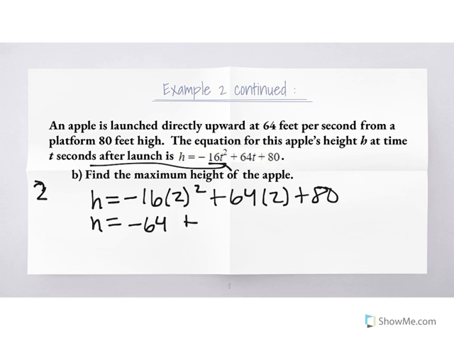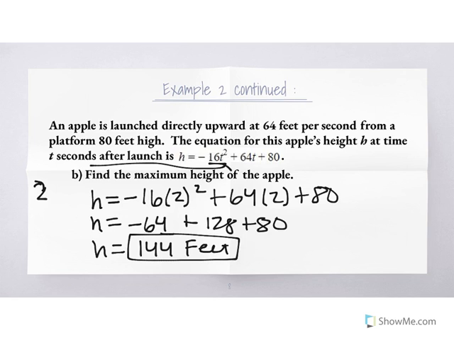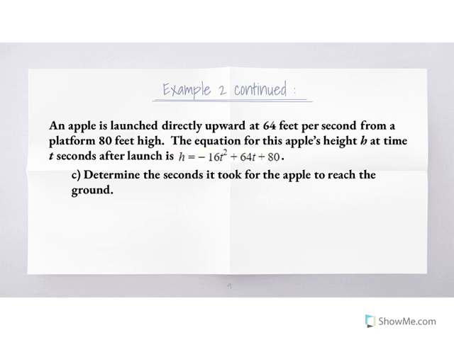Plus 64 times 2 is 128 plus 80. So h equals, now we're going to do 128 plus 80 minus 64. We get 144 feet. So our apple reached its max height at 144 feet. So these sentences that I'm saying to you guys as well are also the concluding sentences that you guys will be writing at our final part of our question.